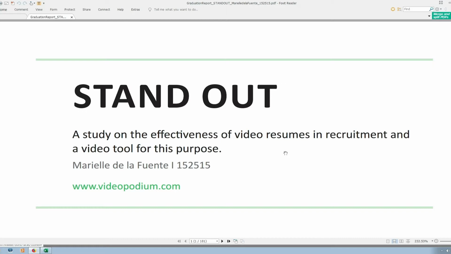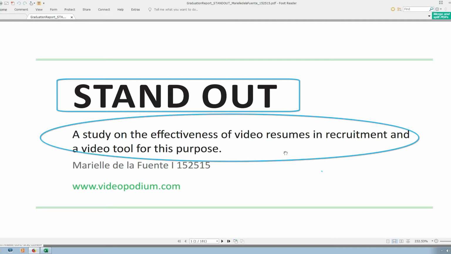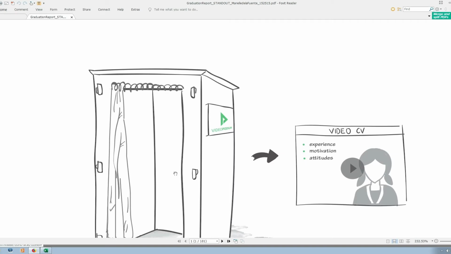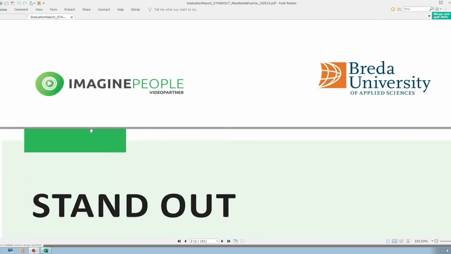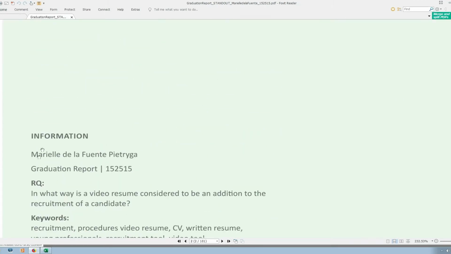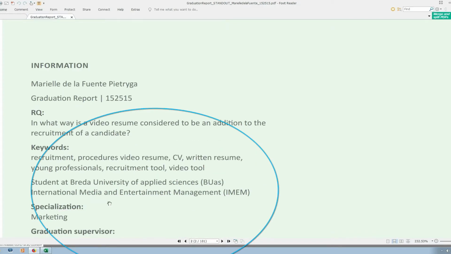So how does this look in a real research paper? First of all, she has a title, standout. Secondly, a subtitle, a study on the effectiveness of video resumes in recruitment and a video tool for this purpose. Lastly, she included her name and student number. At the bottom of the page you see the company she made it for and Breda University. She has an extra page with all information about herself and about the research. This is not obliged.